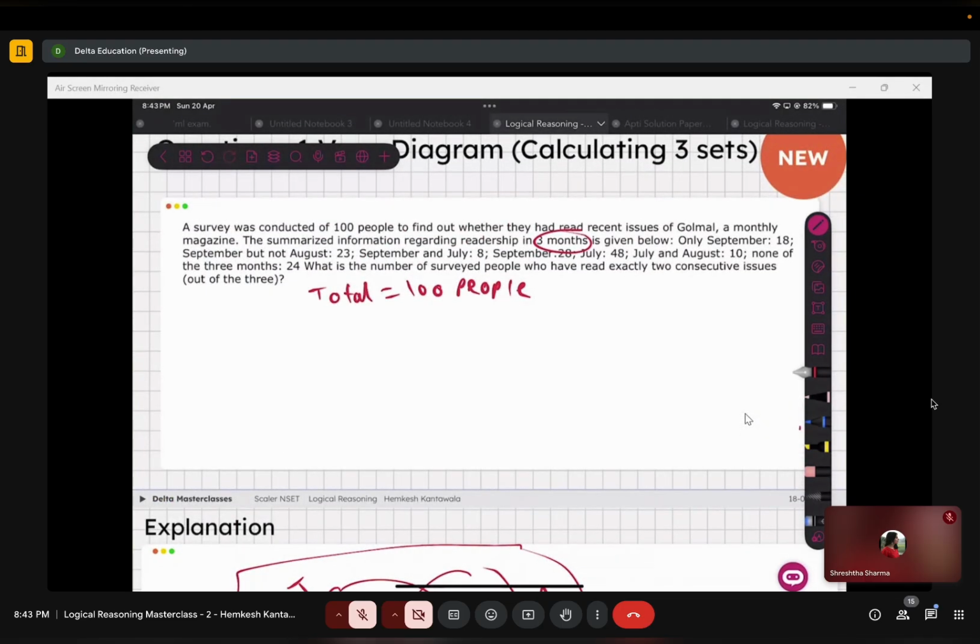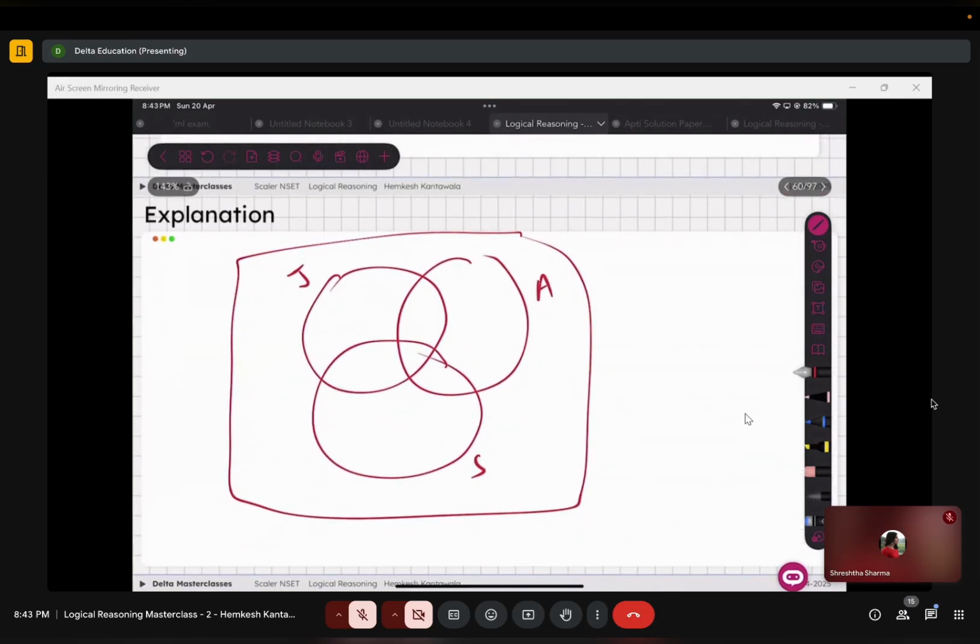It is said that only September is 18. Now, what is only September? Only September is this part, right? So we could fill this as 18.